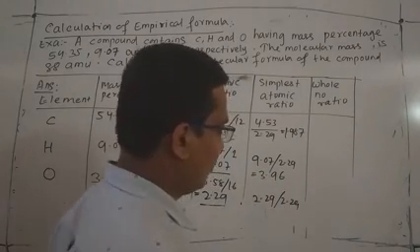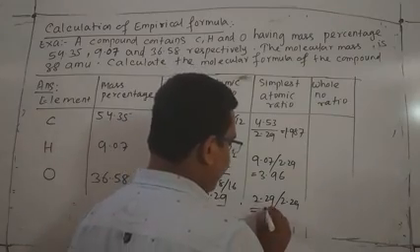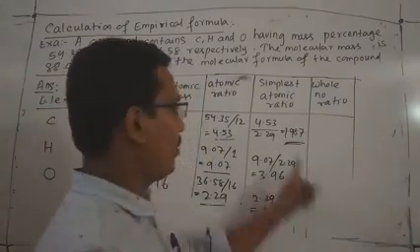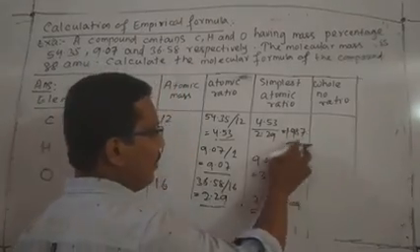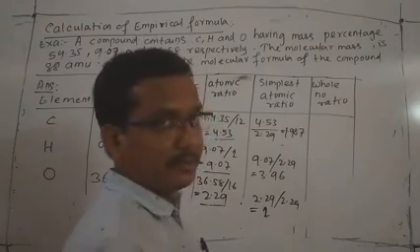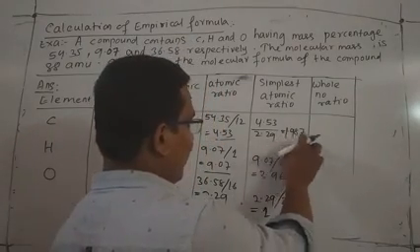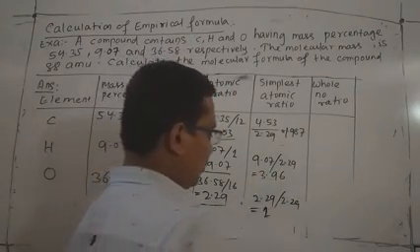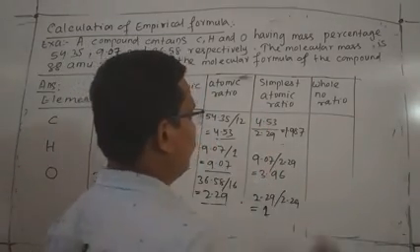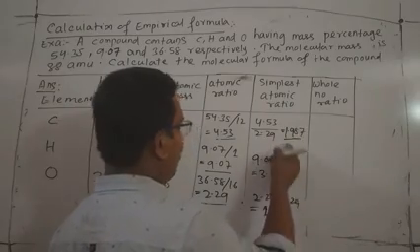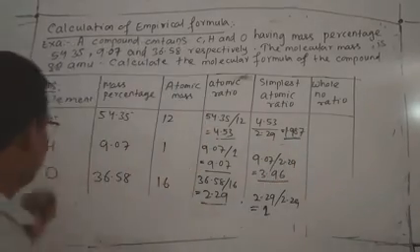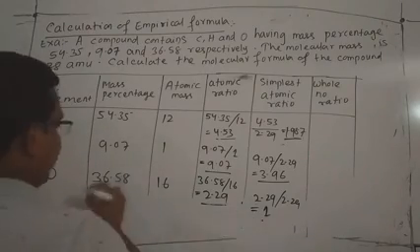3.96. This can be your 1. Around it, you can take the help of a calculator and find out the exact value. Maybe it may be 1.987, 3.96, another is 1. This is the simplest atomic ratio. 1.987 is the simplest atomic ratio of carbon, 3.96 related to hydrogen, 1 related to oxygen.